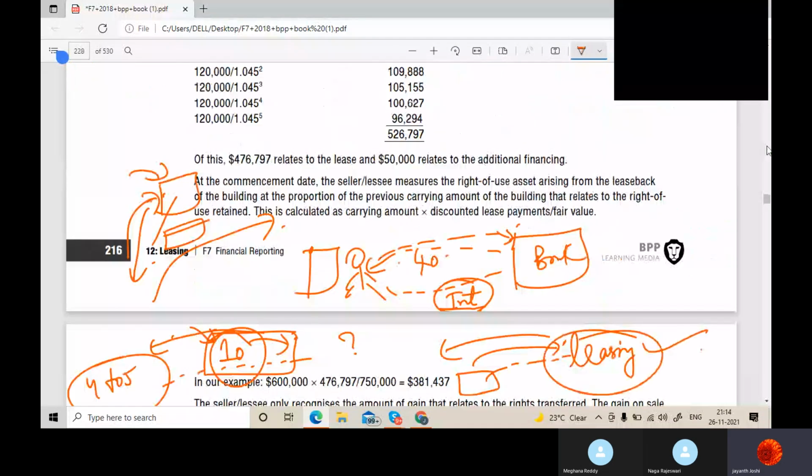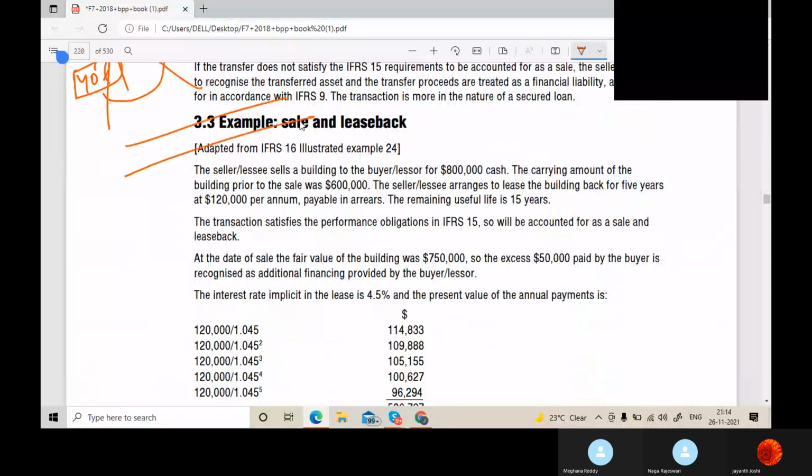So you understood everything. Now please understand how to do a question. Read this. So let's understand this question. The seller or lessee sells a building to the lessor. So you understood now the entire concept of how this goes, the ice cream wala example. And the seller has sold the building for 8 lakhs to the lessor. The carrying amount of that building is this, the cost of that building is this, and you sold at this price.